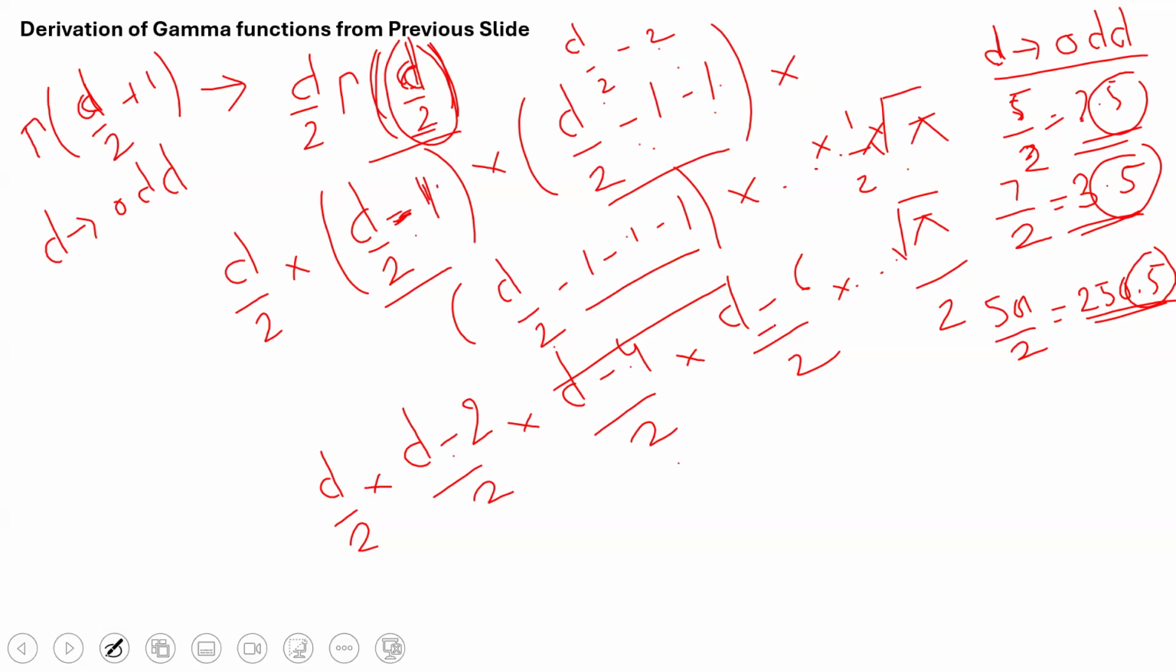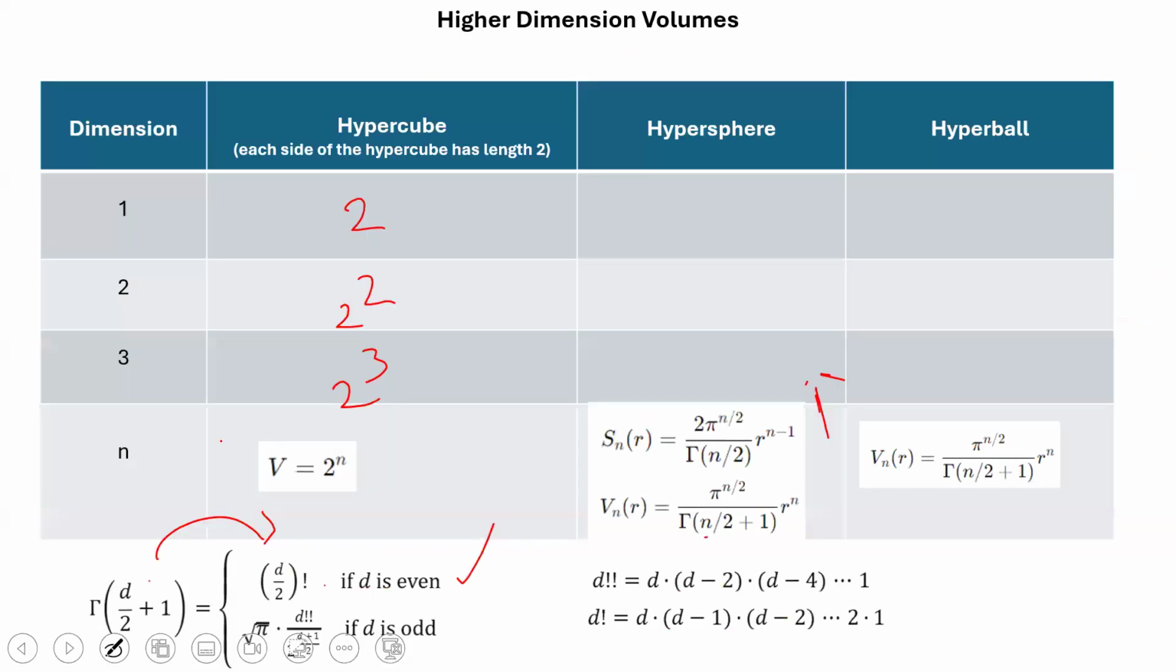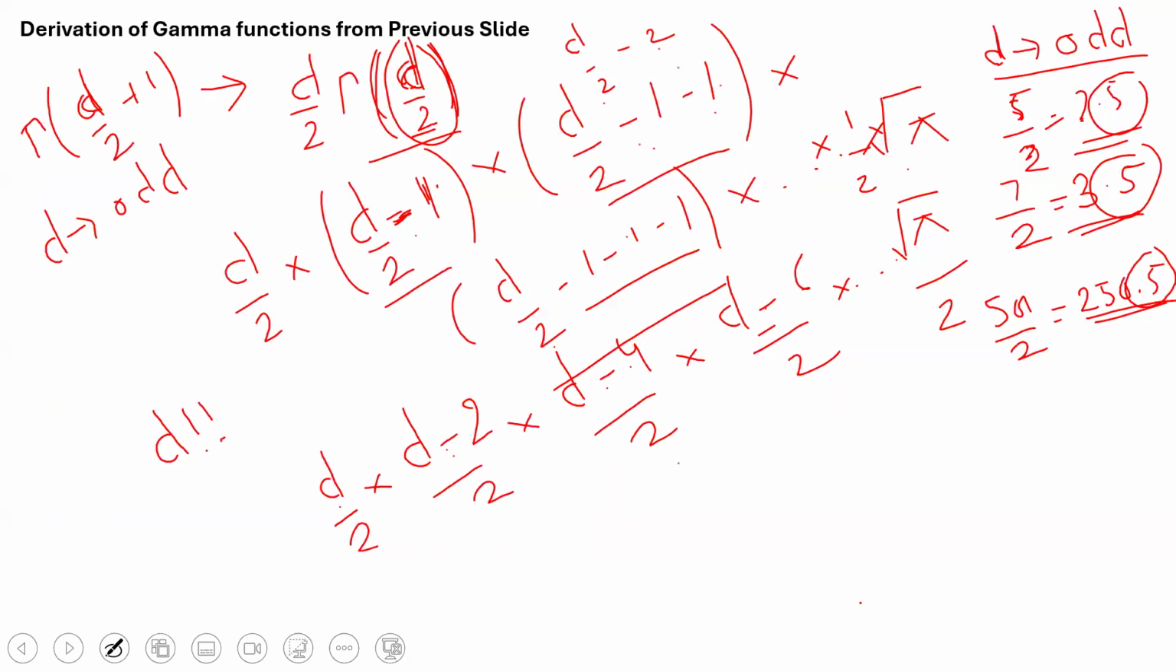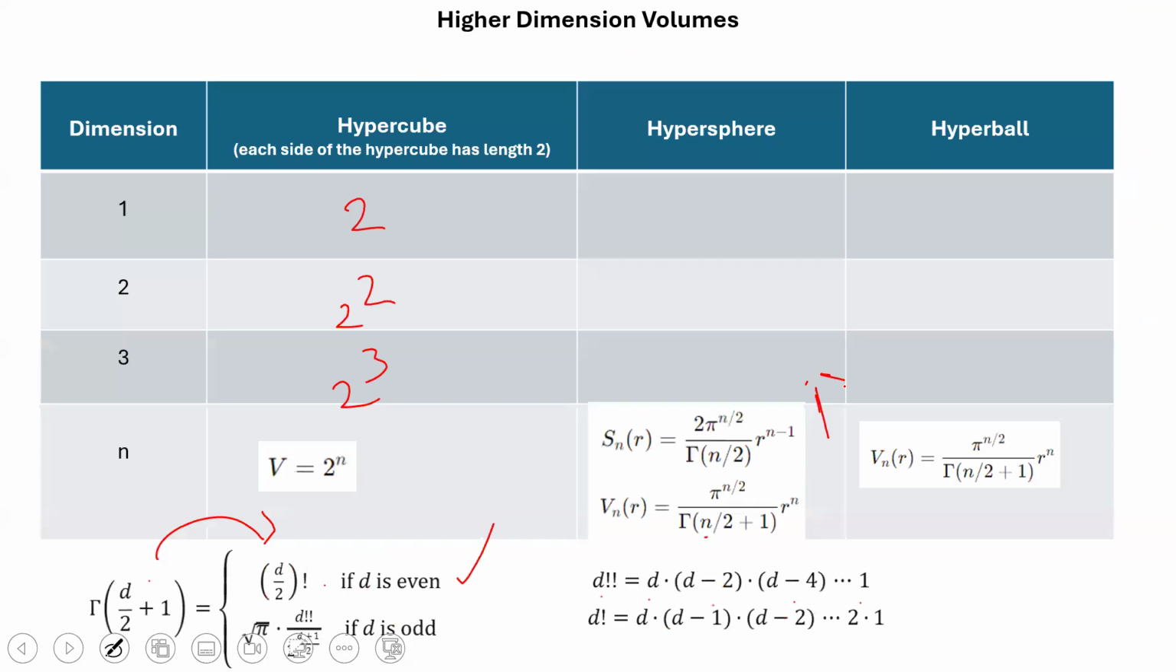So if I take the numerator, look at this, D minus 2, D minus 4, D minus 6. What does that say? D double factorial, right? D double factorial is nothing but D minus 2, D minus 4, so on to 1. So we got 2, and at the end you have root pi into D double factorial by 2 to the power of, okay, how much? How are we getting D plus 1 by 2 is what you have to understand. How are we getting D plus 1 by 2?